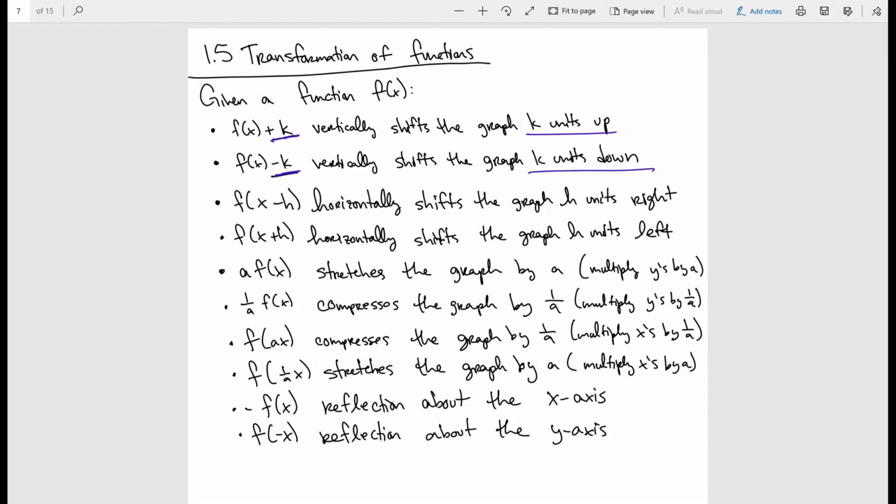Now here's where the weird part comes in. Whenever the number is inside of the function, it does the opposite, okay? So here you think that it's going to be going off to the left, but no, it actually goes to the right. Same thing with the plus h. It's not going to go to the right, it's going to go h units to the left, and all of this is horizontally, okay?